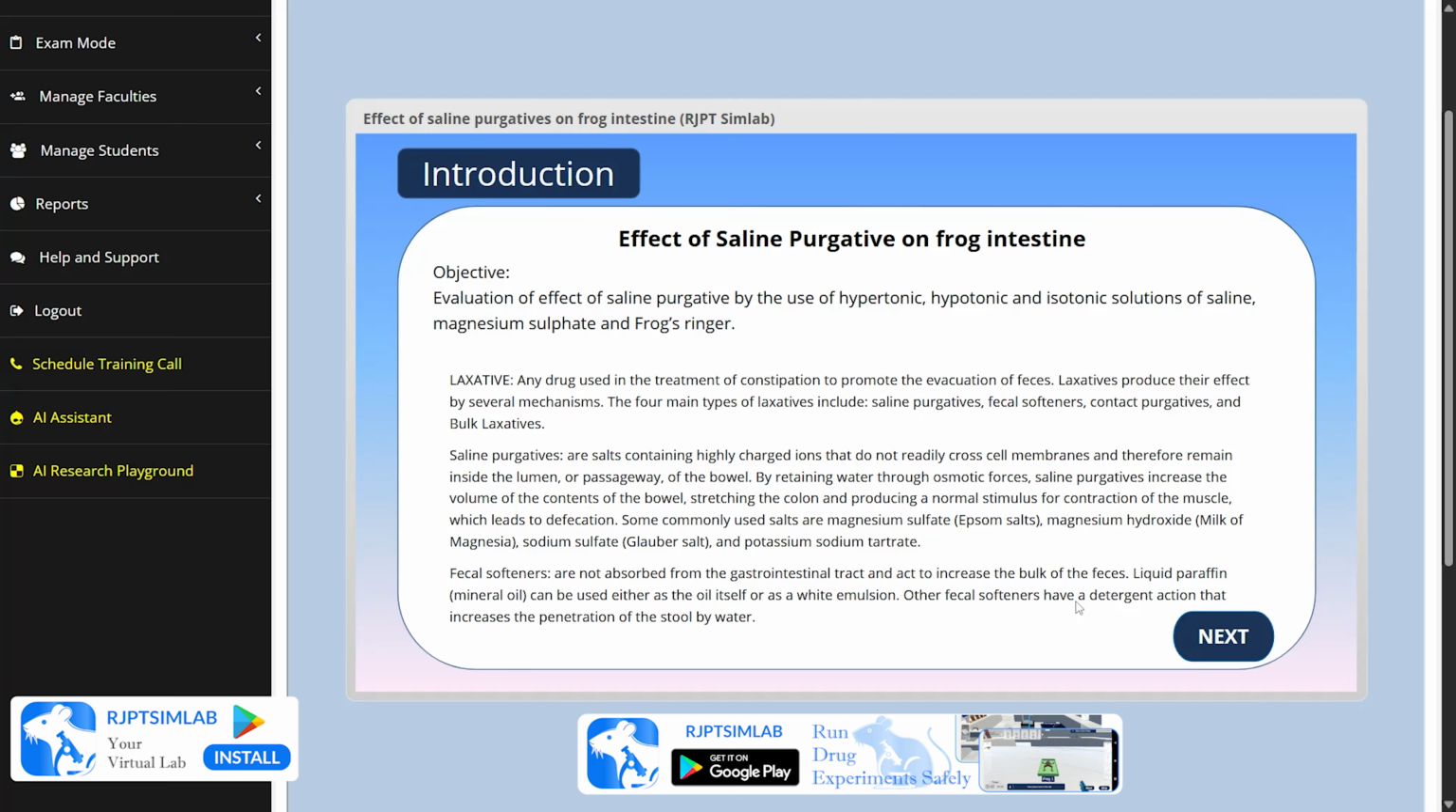and other fecal softeners have a detergent action that increases the penetration of stool by water. There are some other fecal softeners also which have a detergent action, which increases the penetration of the stool by water. So, in here, water is used, but most of the fecal softeners are oil phases.